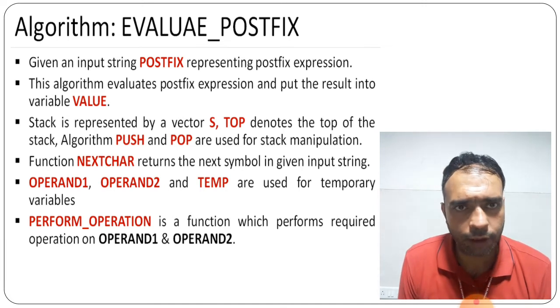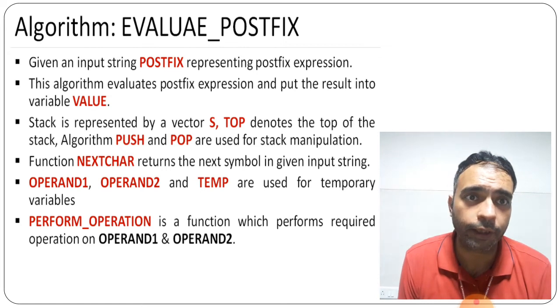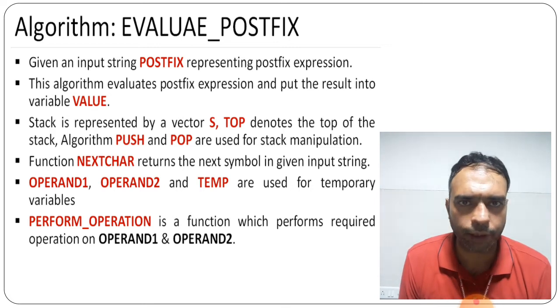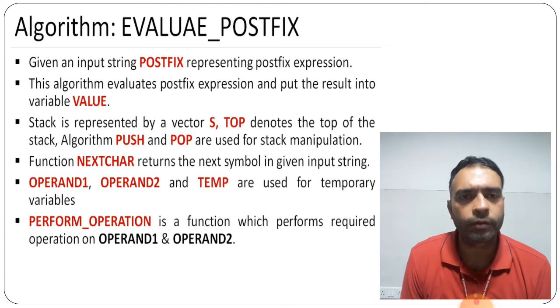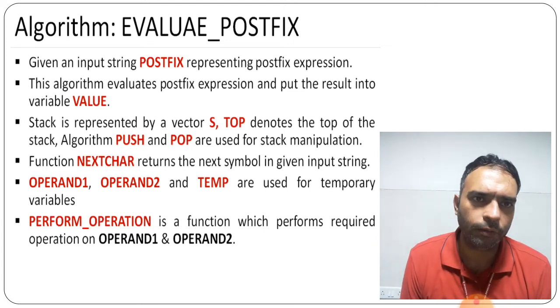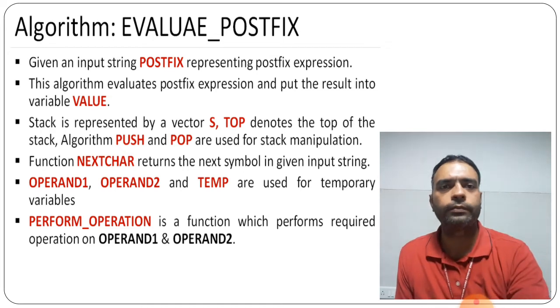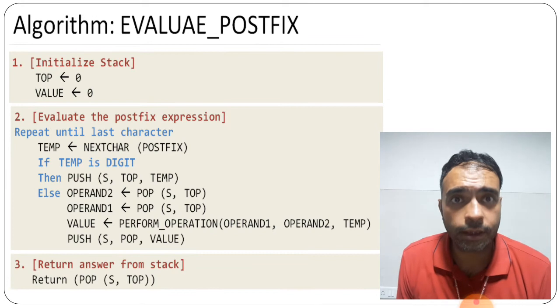Now the function next character returns the next symbol in the given string. Operand 1, operand 2 and temp are used as temporary storage variables. And perform operation is a function which performs the required operation on operand 1 and operand 2. Now this is the algorithm.